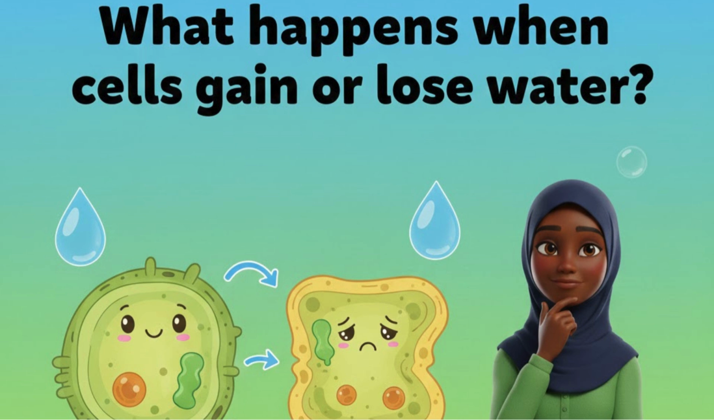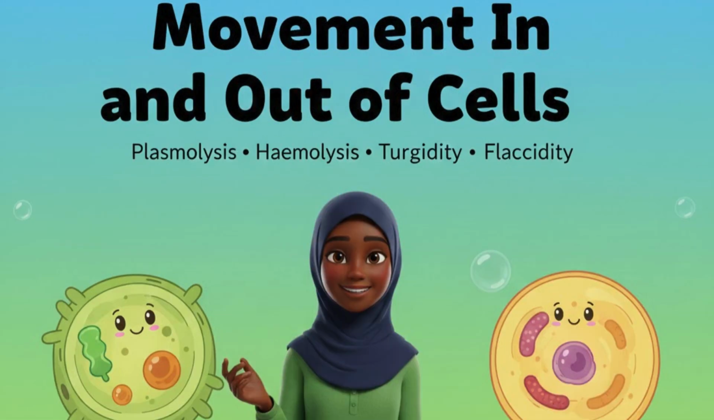What happens to cells when they gain or lose water? In biology, this is explained through a process called osmosis. In this video, I'll be explaining movement in and out of cells, focusing on plasmolysis, hemolysis, turgidity, and flaccidity, and how these processes happen in real life.